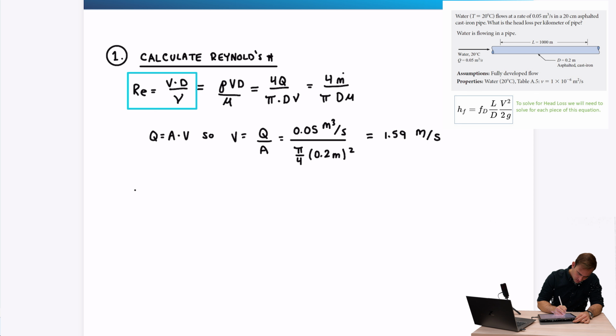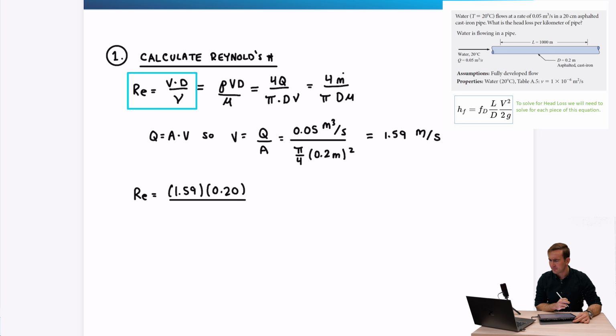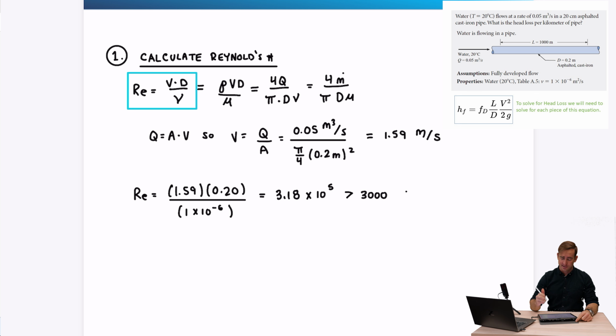To calculate the Reynolds number, we can now just plug this in and we will be able to solve. So we'll say that Reynolds number is equal to our velocity of 1.59 meters per second times our pipe diameter, which is 0.20 meters. We divide that by our kinematic viscosity, which we were actually given in our problem right here. It's 1 times 10 to the negative 6th. So when we plug everything in, you'll see that our Reynolds number is 3.18 times 10 to the 5th, which is greater than 3,000, which means that our flow is turbulent.